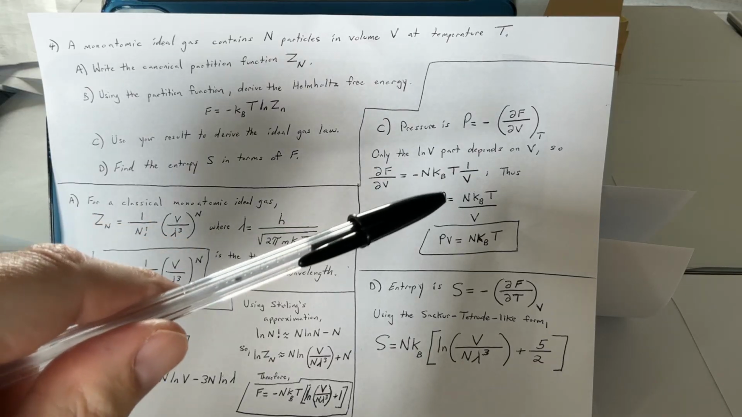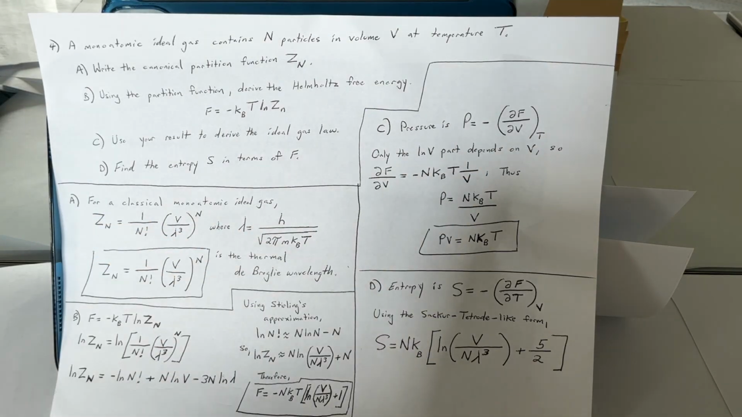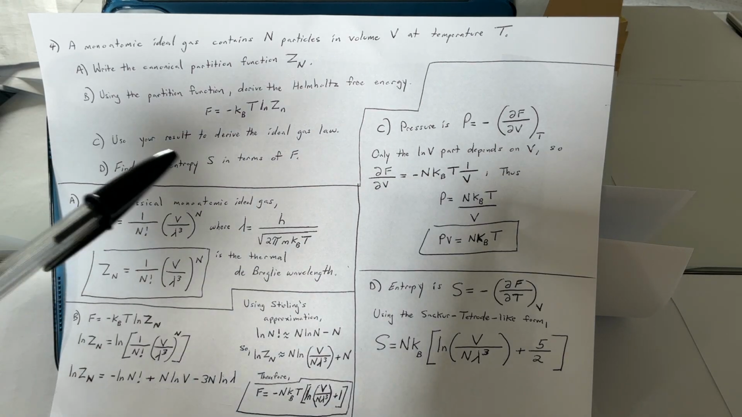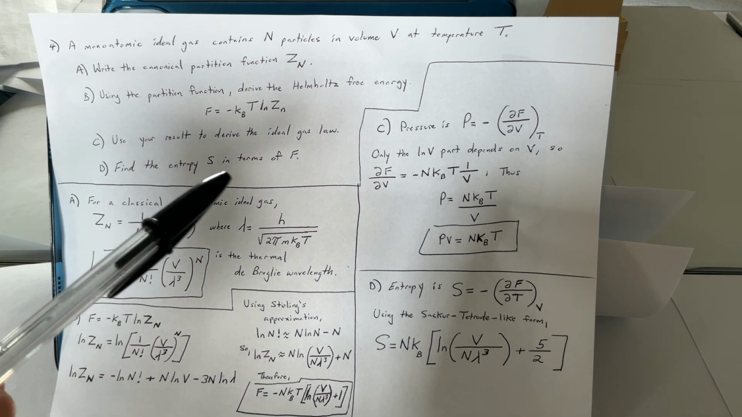So thus, P is going to be N k sub B T over V. And then just multiplying both sides by V, PV equals N k sub B T. Okay, so that's for C.